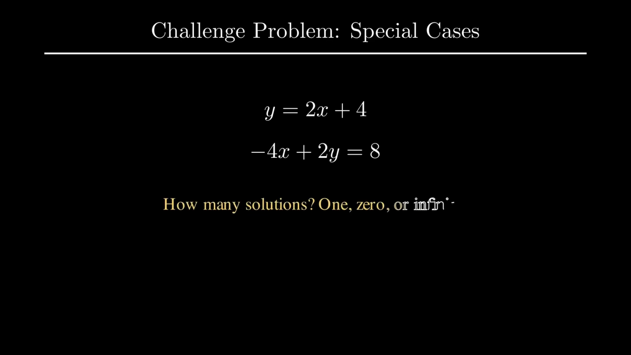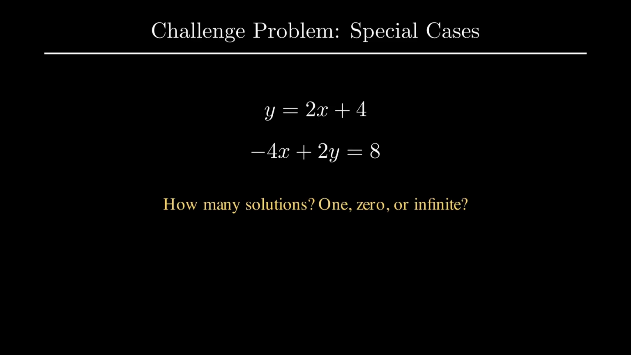Before we wrap up, let's look at a quick challenge problem involving a special case. y equals 2x plus 4 and negative 4x plus 2y equals 8. How many solutions do you think this has? 1, 0, or maybe infinite? Pause the video and make a guess.